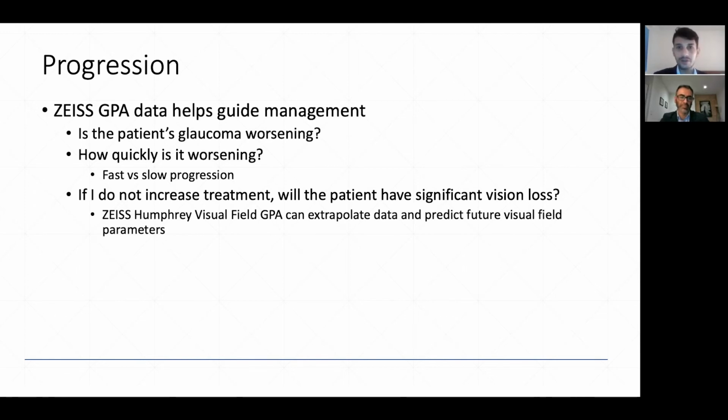It's going to help us figure out, do we need to change our treatment? Because this GPA analysis can also extrapolate data. It gives you this nice slope, which I think we have a few slides of coming up, and it'll help you predict what the visual field parameters will be in the future.